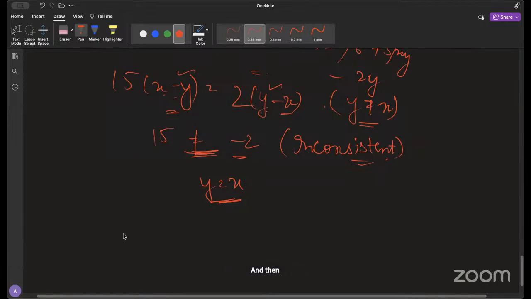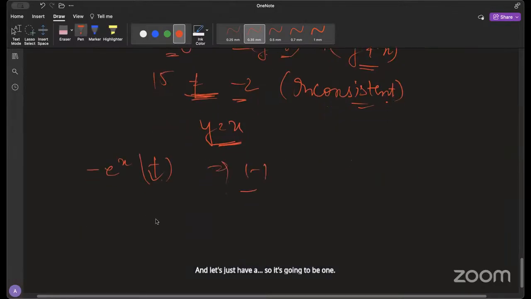And then we have other examples of minus e to the power x is a decreasing function. This one's a strictly decreasing function. Then let's just have it's going to be 1, right? And then let's just have a look at this one.